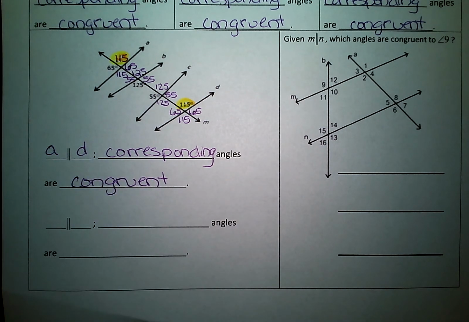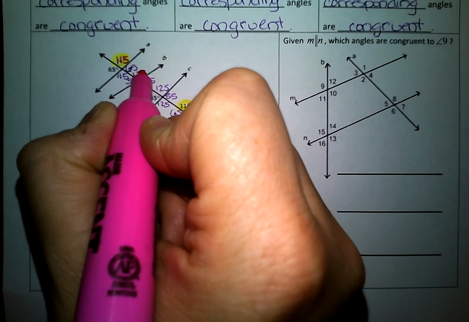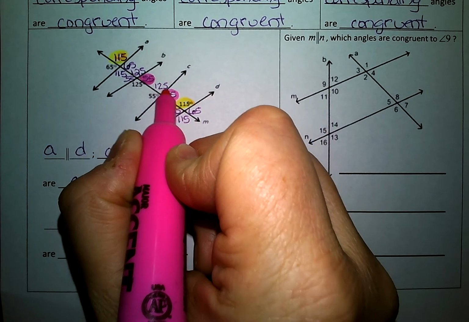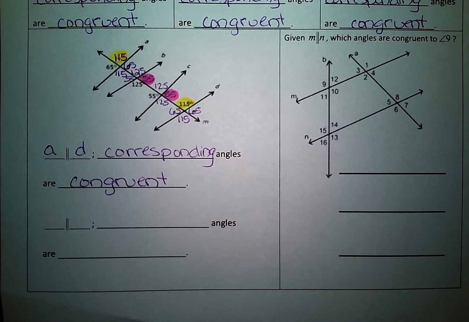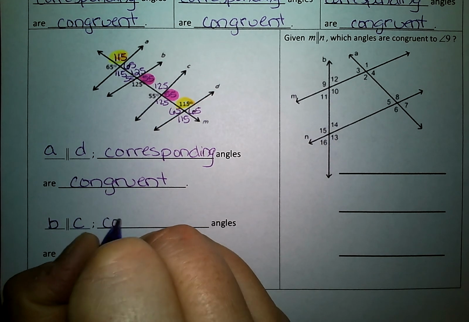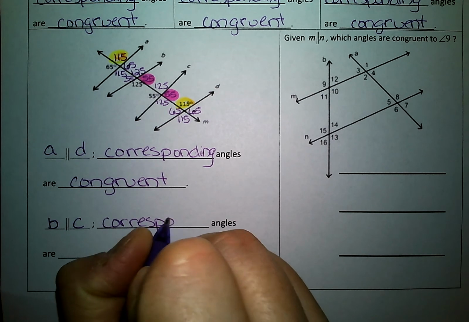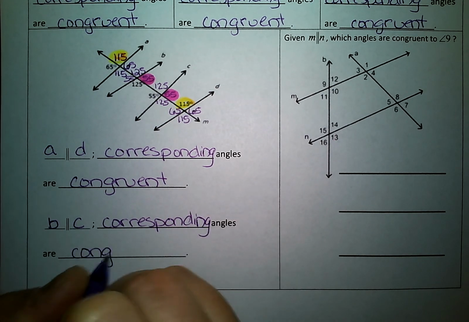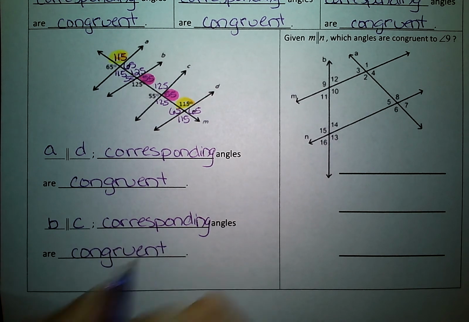But there's more this time. I also see a 55 degree angle that corresponds to another 55 degree angle, another set of corresponding congruent angles. That means line B is also parallel to line C for the same reason. I think I'm starting to sound like a broken record with this corresponding angles are congruent. I tend to stick with something that works and just go with it.